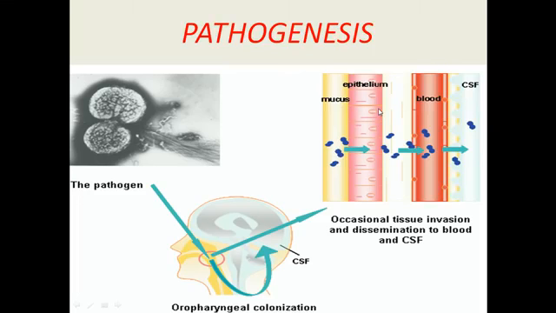So what will these bacteria affect in CSF? If we study the CSF, we will find neutrophilic leukocytosis, because normally CSF is sterile, but here we will find neutrophilic leukocytosis, and the protein level will be increased and the glucose level will be decreased.